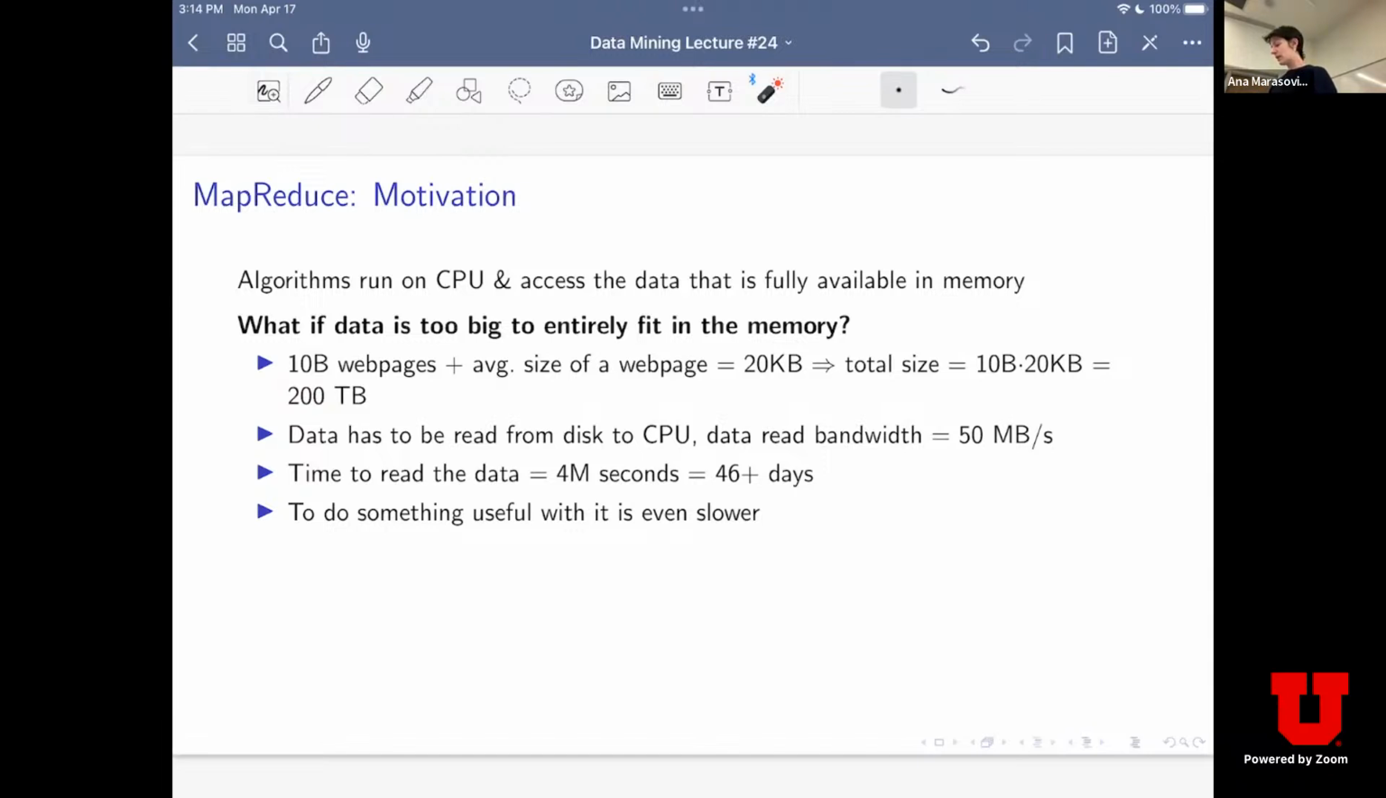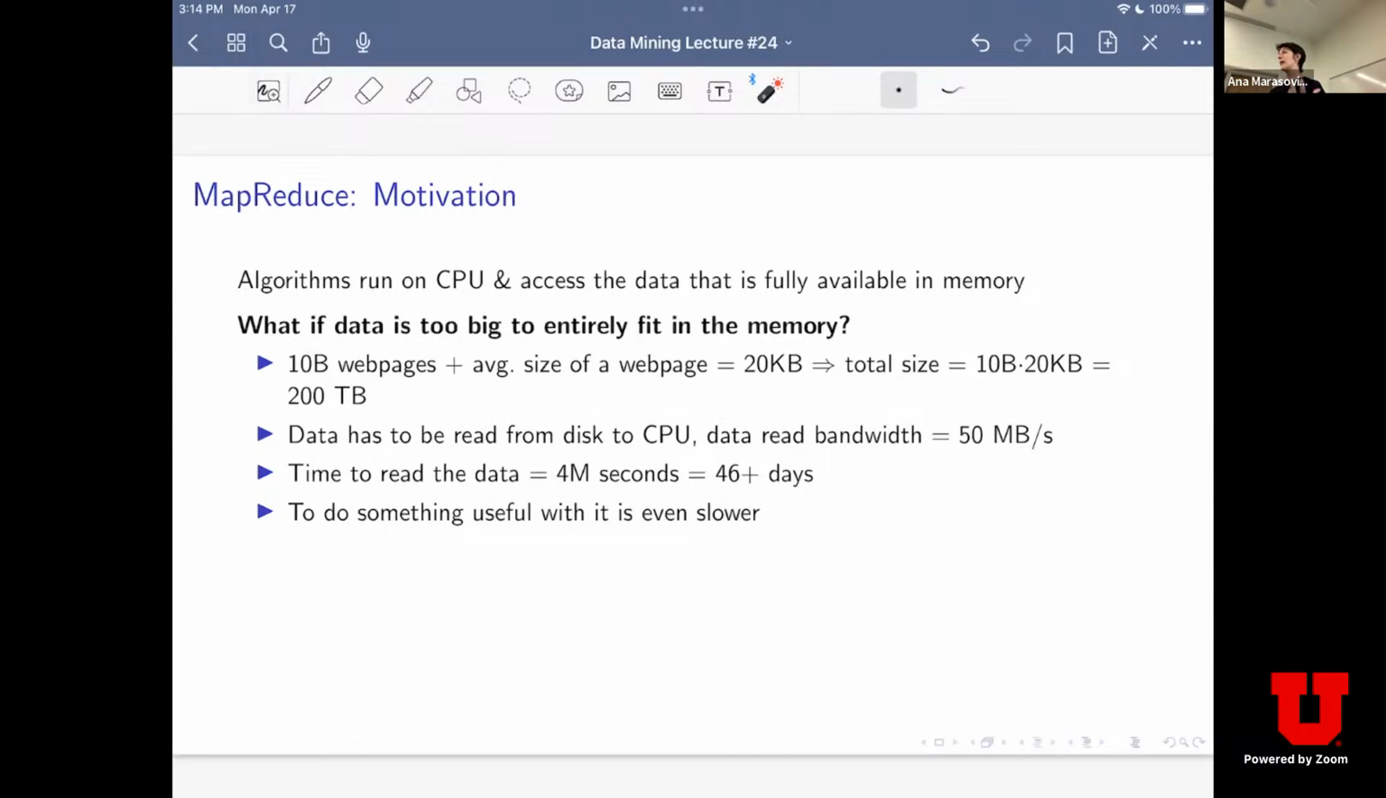Another relevant metric is the bandwidth of reading the data from the disk. If we use 50 megabytes per second, then the time to read this 200 terabytes of data will take 4 million seconds, which is 46 days. So it's really, really slow to read all of that data, and we do need to read data if we want to make a computation with it.